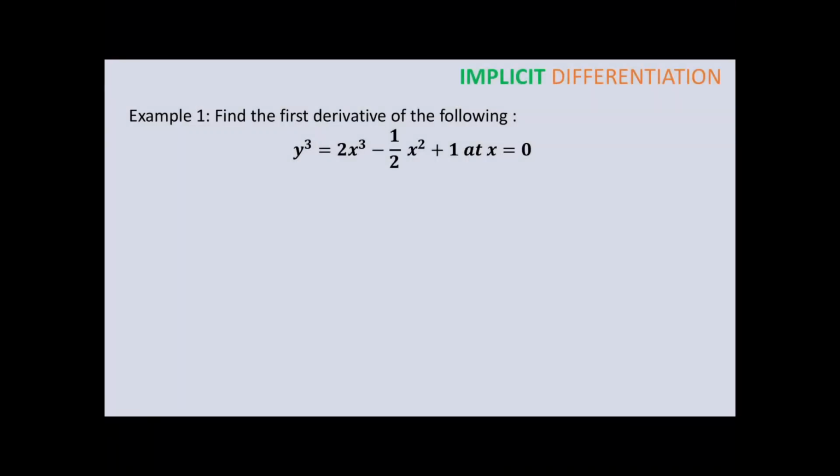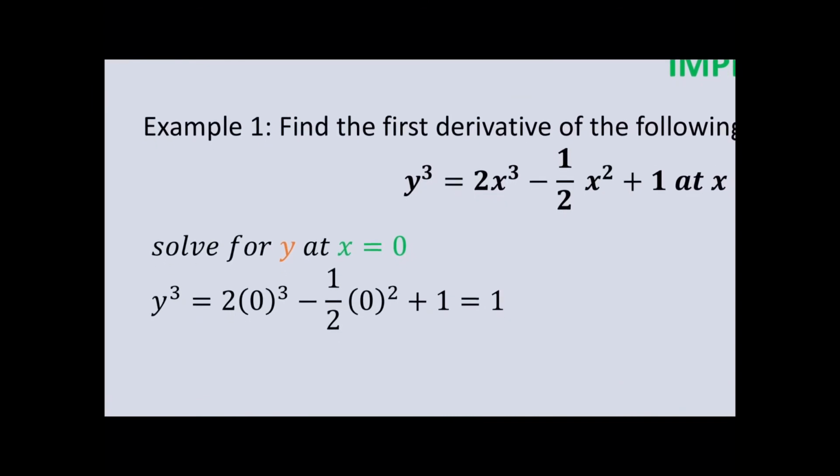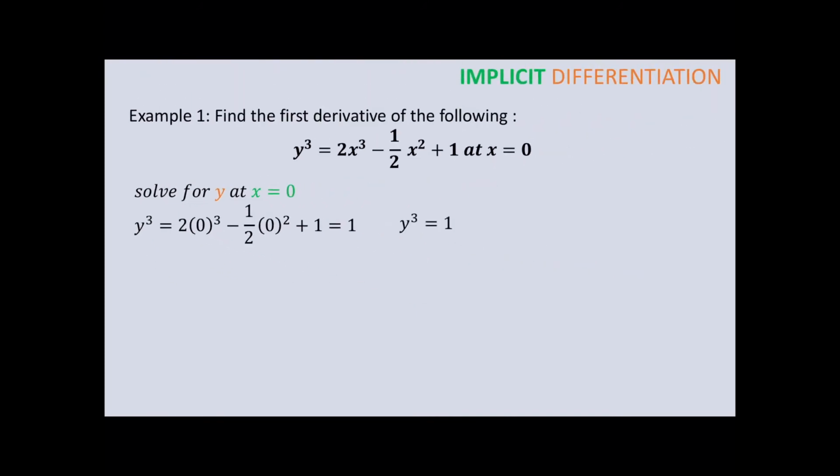Here's the first example. Find the first derivative of the following. I have y cubed equal to x cubed minus half x squared plus 1, and I need to find the derivative at x equal to 0. From what we saw earlier, this relationship is going to result in terms that have y and y prime. So I also need to evaluate the value of y at x equal to 0, and that's what I'm going to do here by substituting x equal to 0. So I have y to the power 3 equal to 1. From here, y cubed is 1, so y is equal to 1 at x equal to 0. That's the point at which I need to find dy by dx, or y prime, or the slope at this point.